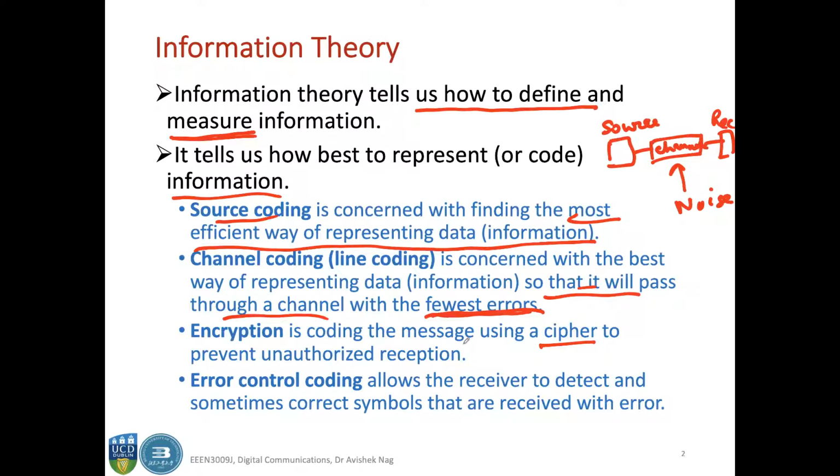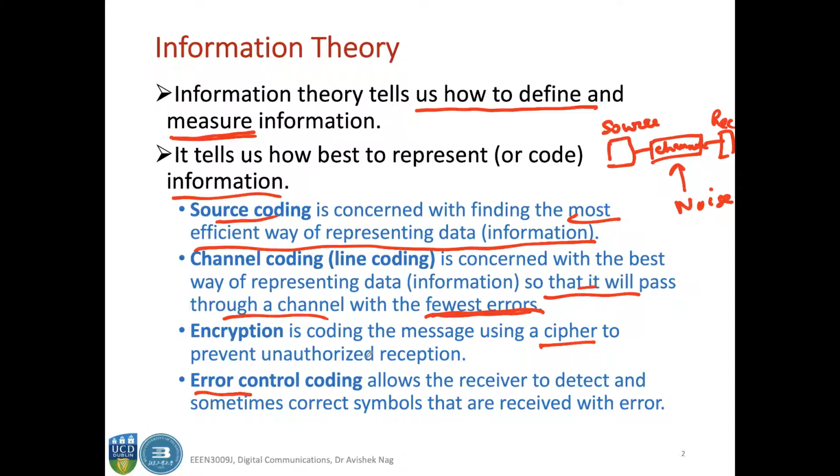And finally, you have error control coding. This allows the receiver to detect and sometimes correct symbols that are received with error. This part is the one that deals with the receiver. You have come across error control coding to some extent in your wireless communication class, and we have also mentioned error control in digital communication.